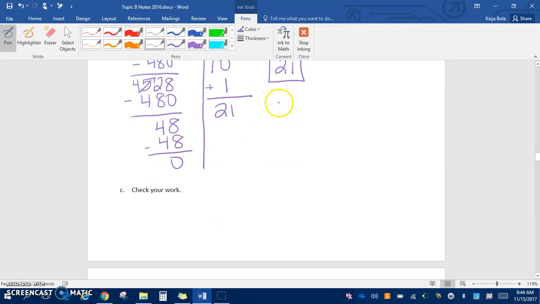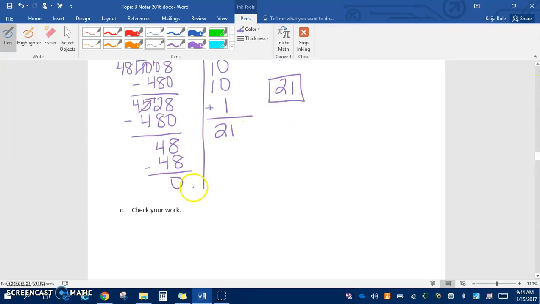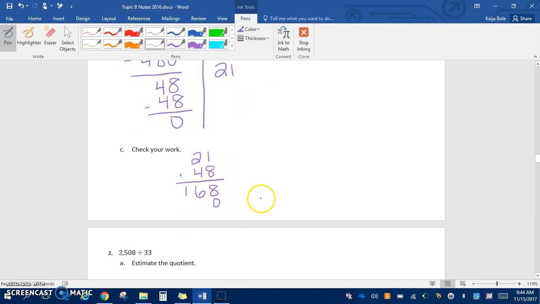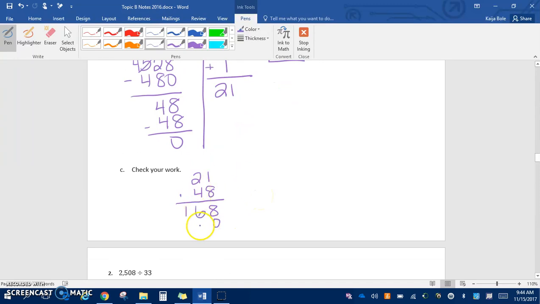Alright, now it says to check your work, so that means we're going to take the 21 and multiply it by 48, because that's what we divided by. So 8 times 1 is 8, 8 times 2 is 16, put the 0 in, and then 4 times 1 is 4, 4 times 2 is 8. So we're going to add: we have 8, and then 10, carry the 1, and another 10, so we get our 1008. Check mark, smiley face, we are good to go.